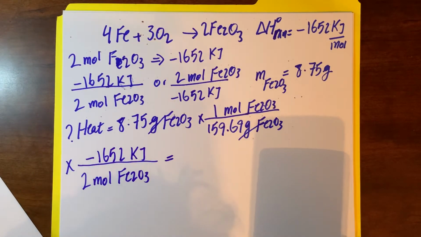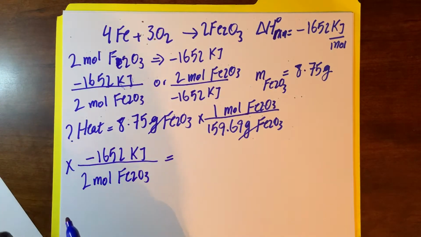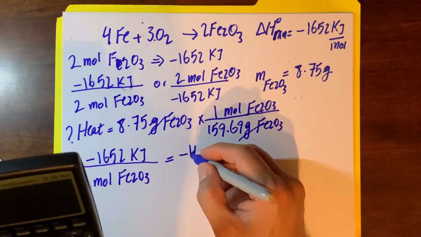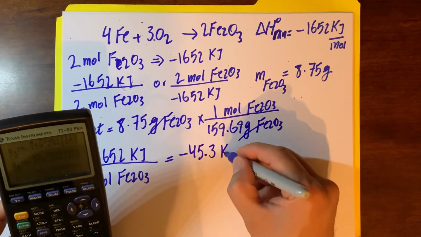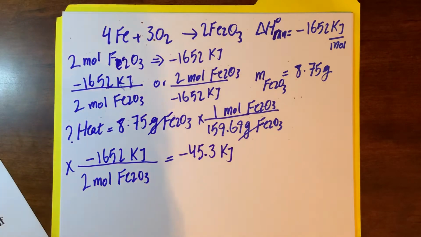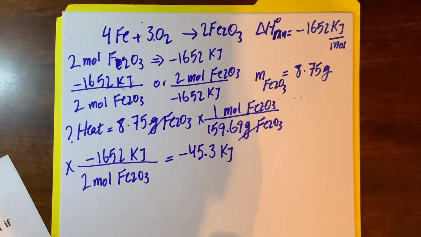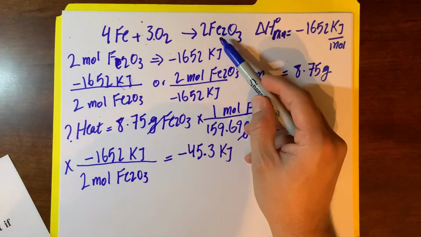We have 8.75 divided by molar mass, multiply by delta H, and divide by 2. I have 45.3. Let's double check it. 8.75 divided by molar mass. Okay, so I got minus 45.3 kilojoule. So now we have part B of the question, and we know that we will get minus 45 kilojoule heat whenever we form 8.75 gram of the product, which is iron 3 oxide.